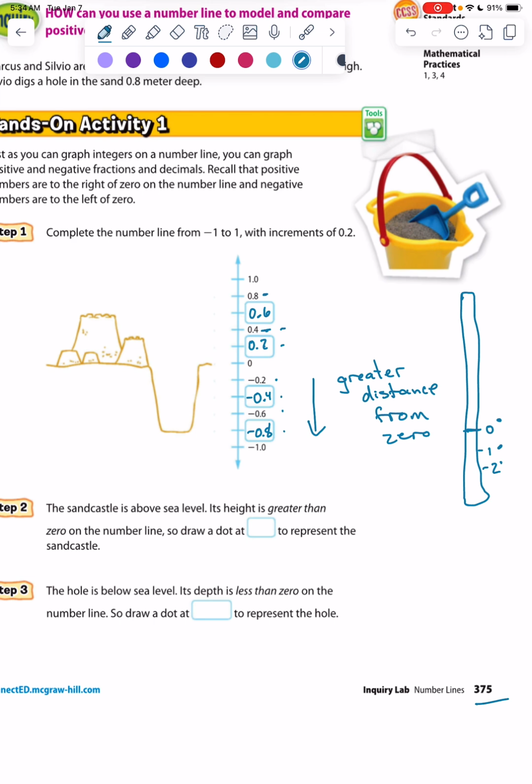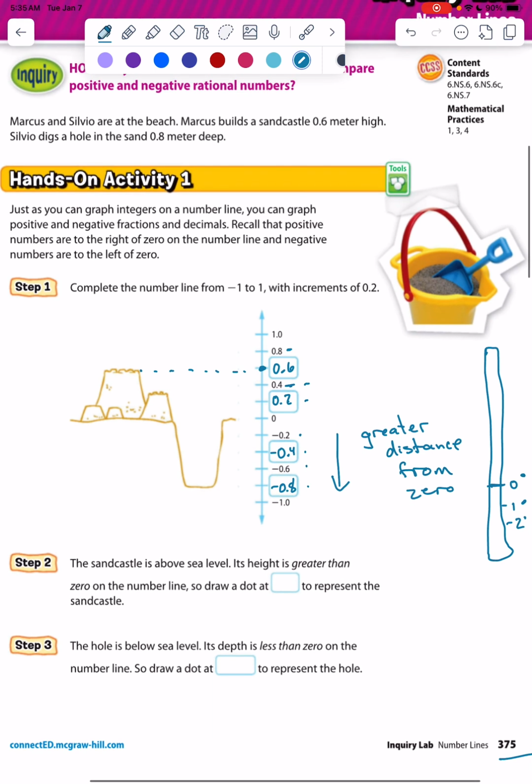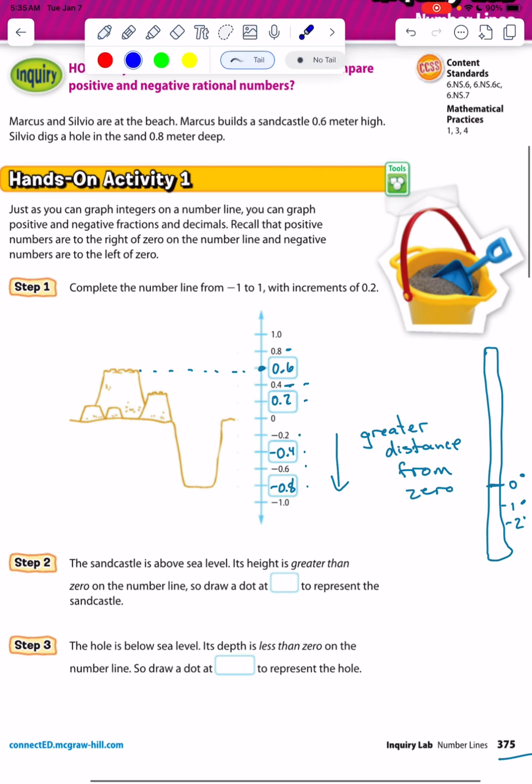Okay, so let's take a look at this. The sandcastle is above sea level. Its height is greater than zero on the number line. So draw a dot at... I didn't even read the question, did I? Complete the number line. So draw a dot to represent the sandcastle. If we drew a little dotted line here, that'd be about 0.6 above the ground, or 6/10 above the ground. Maybe it's in feet. Oh, here we go. I didn't read the directions.